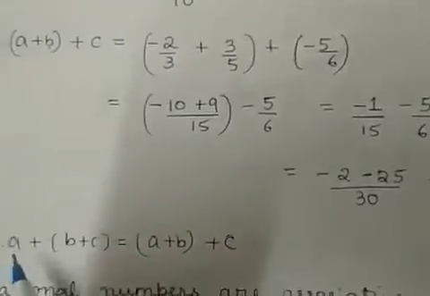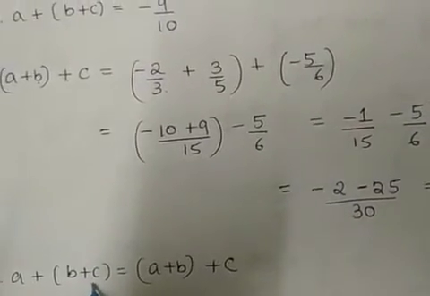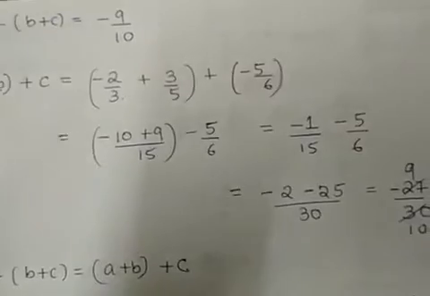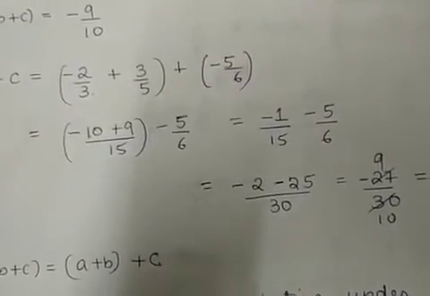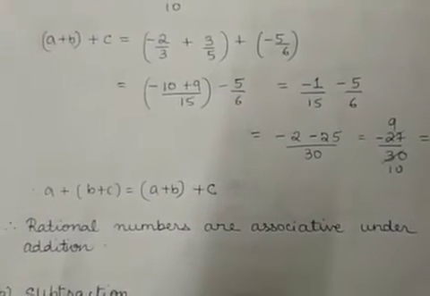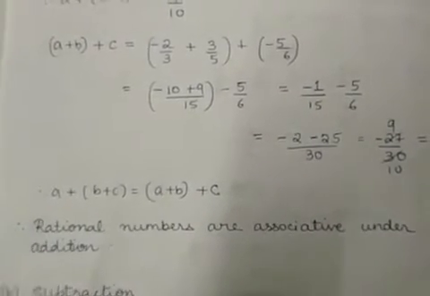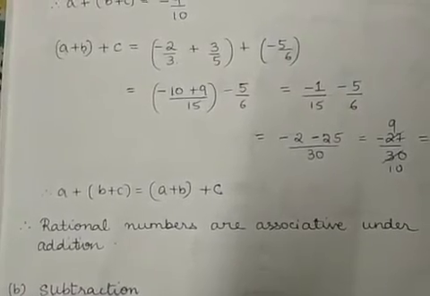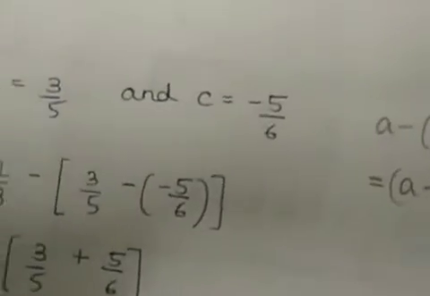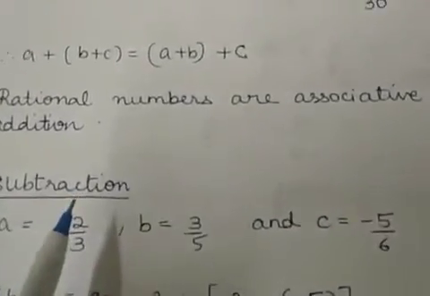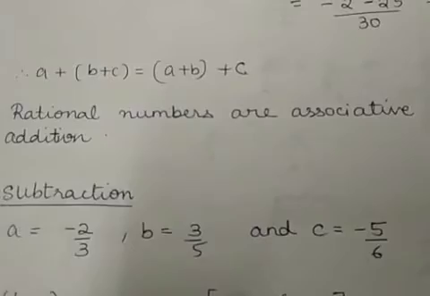So what can you conclude from this? a + (b + c) is equal to (a + b) + c. So rational numbers are associative under the operation of addition. The associative property holds true for rational numbers under addition. Now we will see whether the associative property holds true for subtraction.